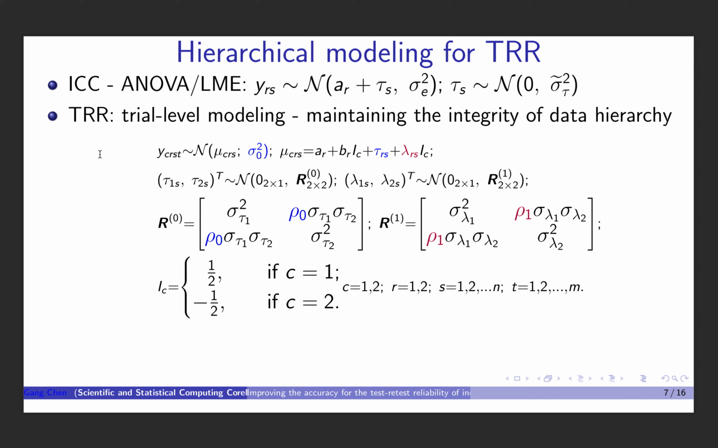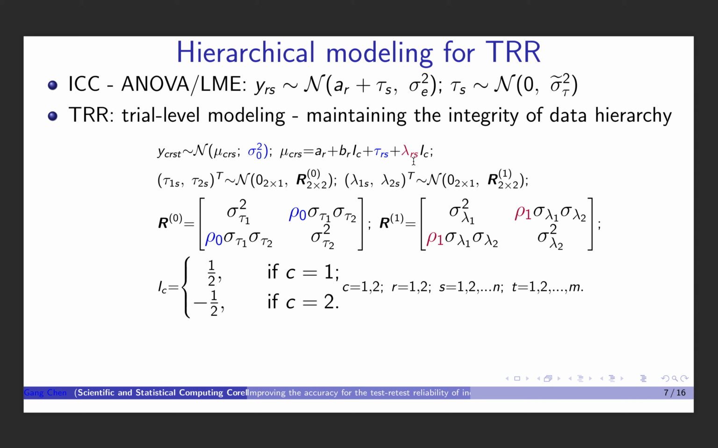So we assume the data follow a Gaussian distribution with a mean and a variance. The variance, sigma 0 squared, in blue, is the trial-level variability. The mean for the Gaussian distribution we decompose into 4 components.